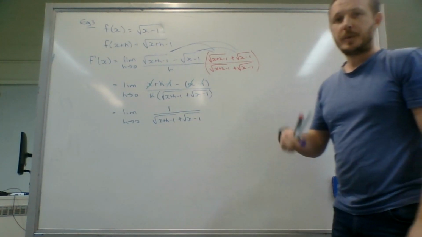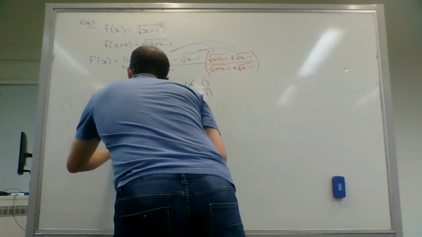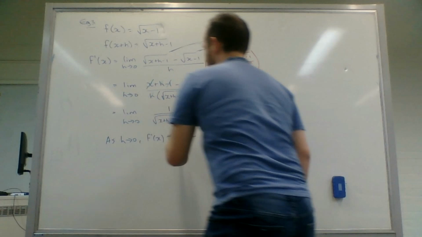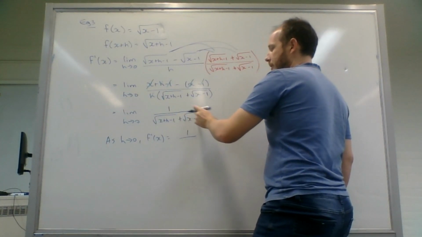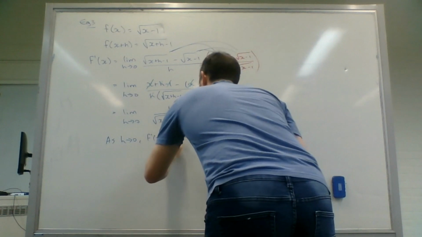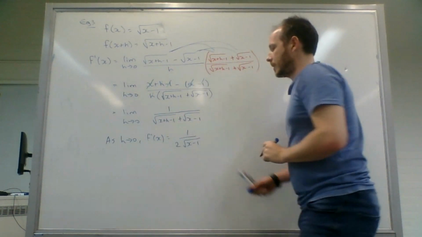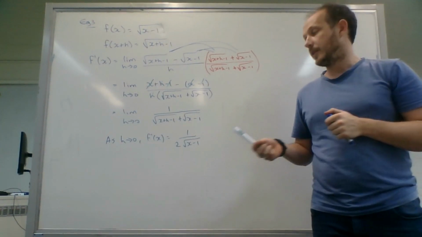And at this point, we can execute the limit. So we can say, as h approaches 0, f dash x equals 1 over, this will be 0, so the square root of x take 1 plus the square root of x take 1. So that's 2 of them, 2 square root of x take 1. Okay? And we end up with our derivative function. Okay?